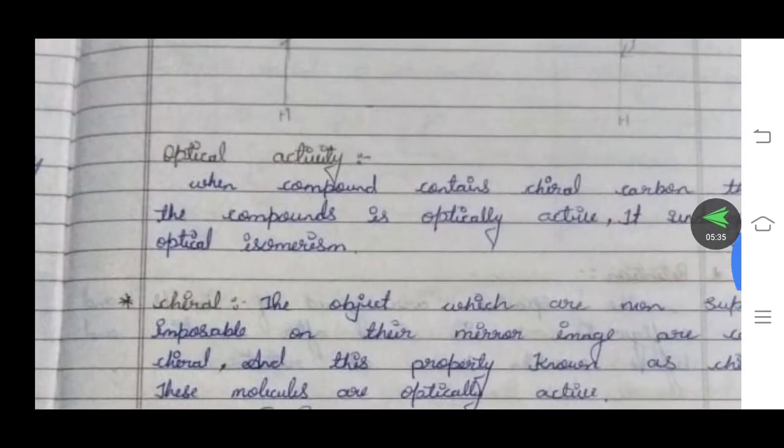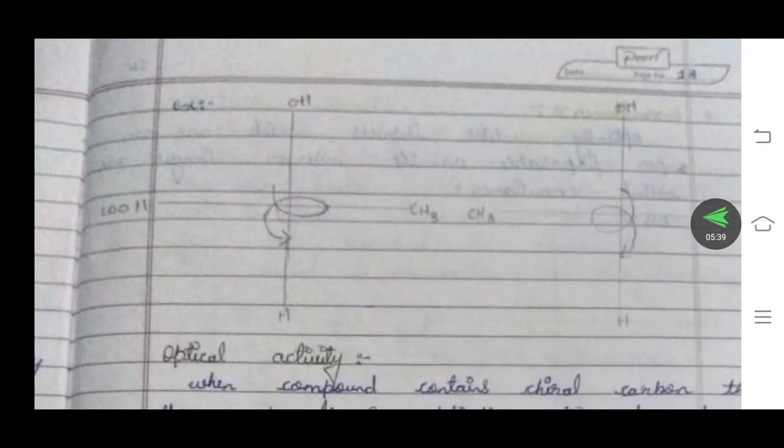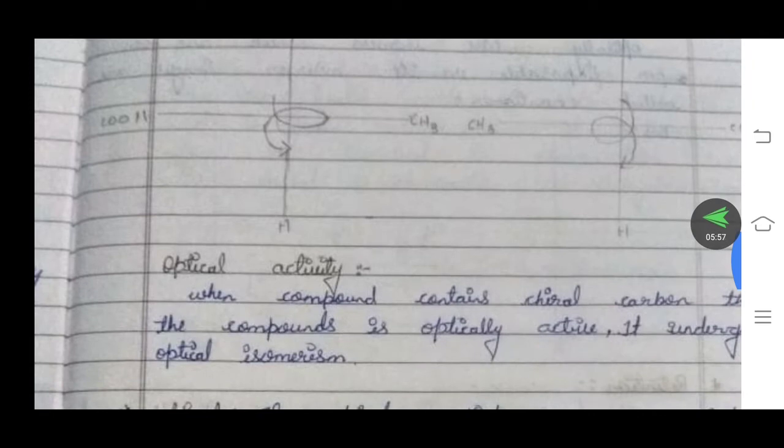Okay, next one. This comes under optical only. If light is rotating anti-clockwise, that is levorotatory. If light is rotating in the clockwise direction, that is dextrorotatory. Dextro we denote with D, levorotatory with L. Next one, optical activity.